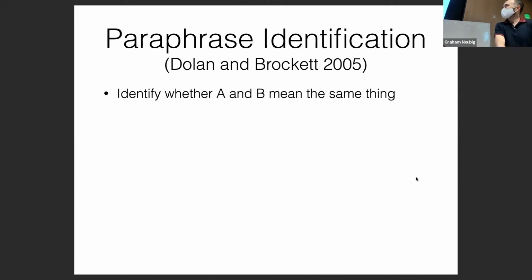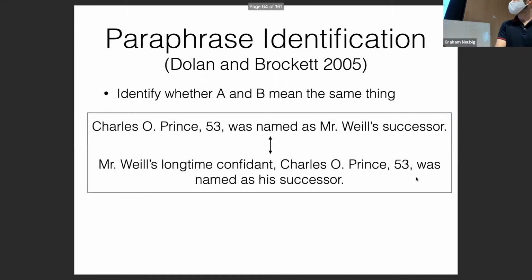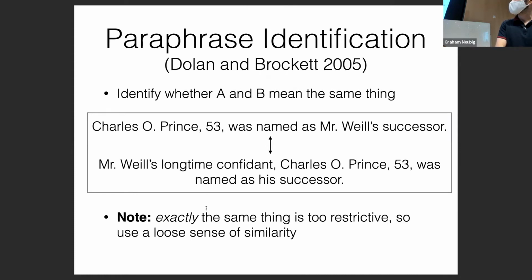So some examples of this are things like identifying whether two sentences mean the same thing. And this could be, for example, two sentences like this, where essentially these mean more or less the same thing. One note is that exactly the same thing is often too restrictive. So in paraphrase identification, they'll often say the main content of the sentence is the same or something like this. So that's one type of classification task.